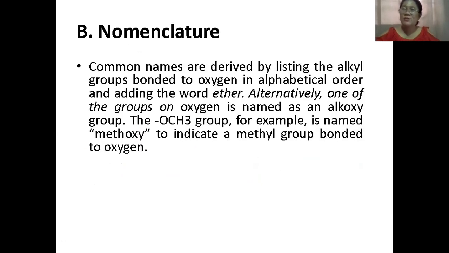Okay. How are we going to name the ether? Now, common names are derived by listing the alkyl groups bonded to oxygen in alphabetical order and adding the word ether. Alphabetical order, mga bata, ha? Then the word ether. Now, alternatively, one of the groups on oxygen is named as pwede po alkoxy group. Alkoxy is the OCH3 group. For example, the methane, di ba? Methane with O, the alkoxy, therefore that is methoxy, di ba? Methoxy, methane, then oxy. No?